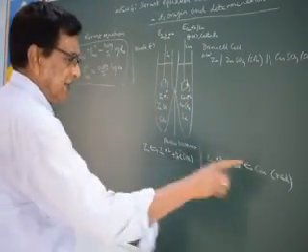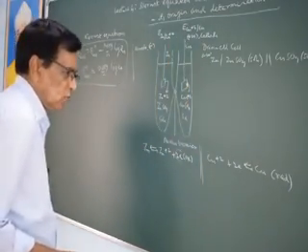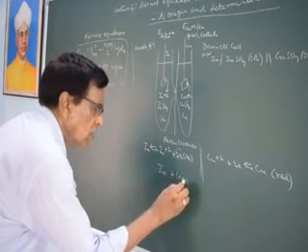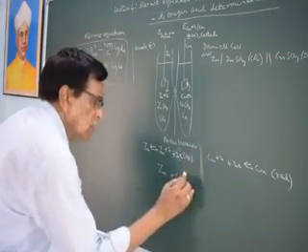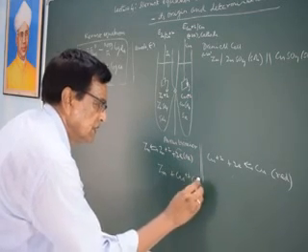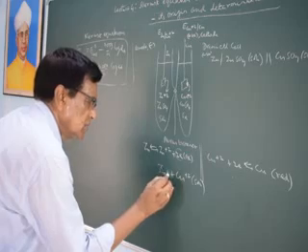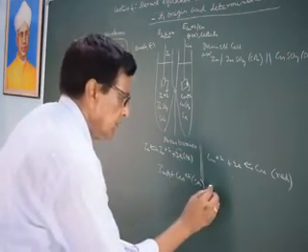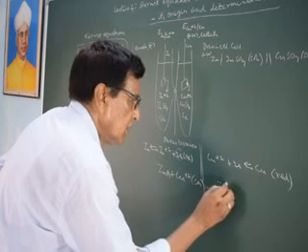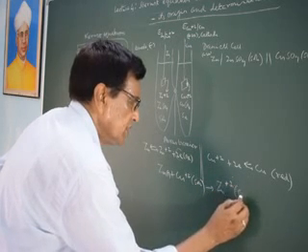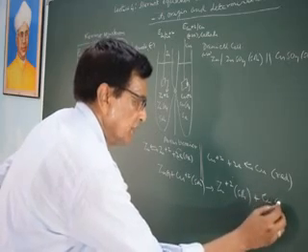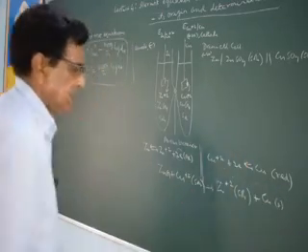If we add these two electrode reactions, then it becomes zinc plus copper plus 2 solution. Zinc is a solid metal, giving zinc plus 2 in solution, plus copper solid. This is the cell reaction.